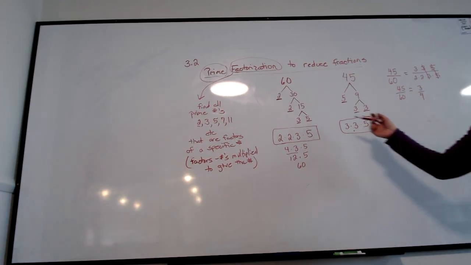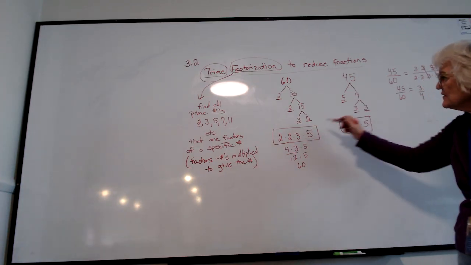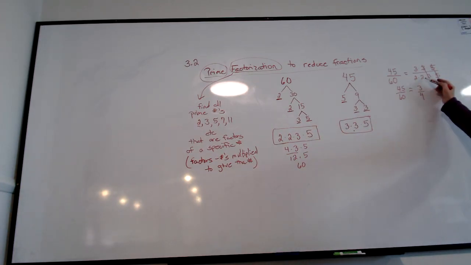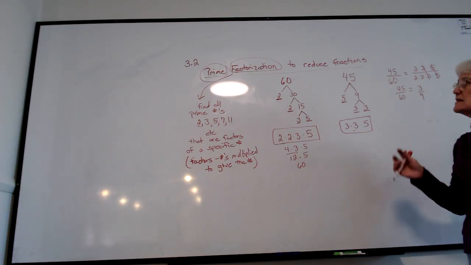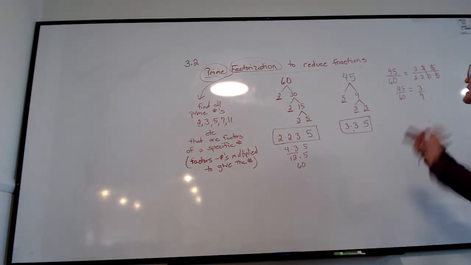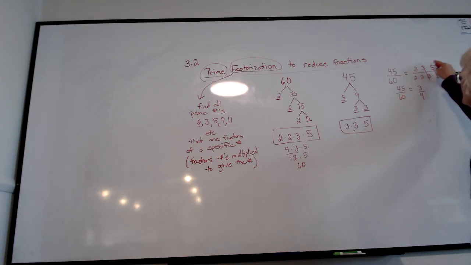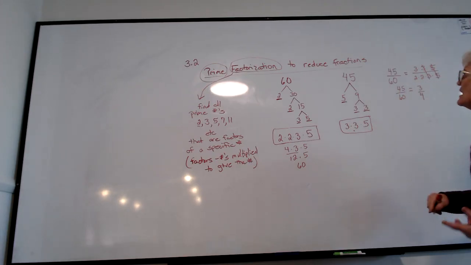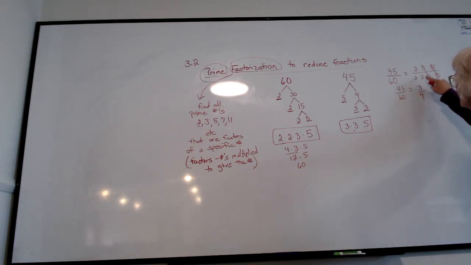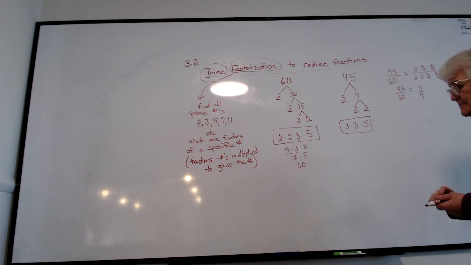Now, it did require me to get the prime factorizations of each of these, but that's a really fast way. Instead of trying to figure out what numbers divide into both of these, this gives you what numbers divide into both of them, and so you can cancel those out and just have the remaining number. Okay?